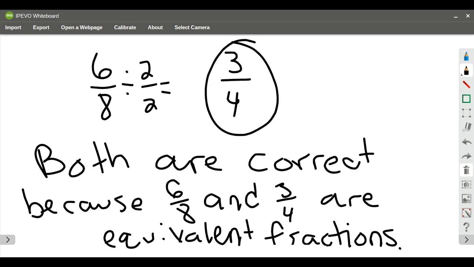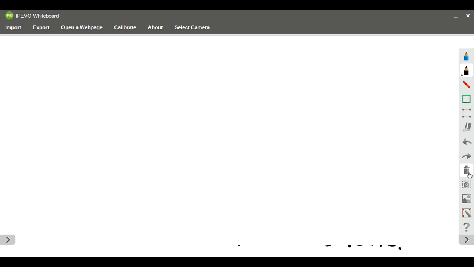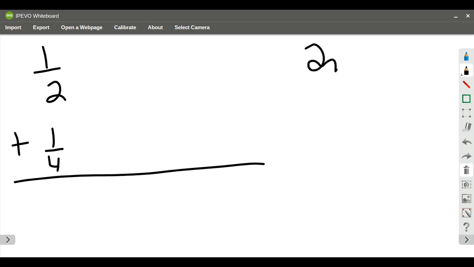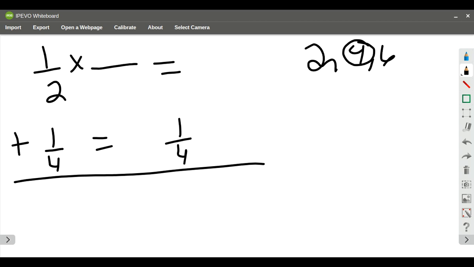So the next problem that we're going to look at is number 3, where I have 1/2 added to 1/4. And so I'm going to go ahead and list out my multiples of 2. So I have 2, 4, 6. I'm going to go ahead and stop because 4 is the value of this denominator. So I'm done. So 1/4 can stay as 1/4. And then 1/2 I'm going to multiply by a value to get to 4.